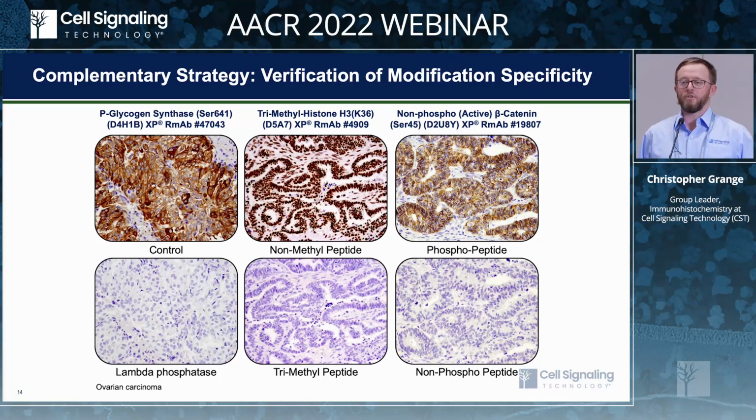Finally, we have a complementary strategy, and this would be used for antibodies directed against post-translational modifications. This would be things like lambda phosphatase treatment and peptide competition assays. So here you can see with the phosphoglycogen synthase antibody, staining is completely absent in the lambda phosphatase treated tissue. So this proves that the antibody is phosphospecific, but it does not prove that it's specific for phosphoglycogen synthase. All of that staining that you see, it could be nonspecific staining on different phosphoepitopes of different proteins.